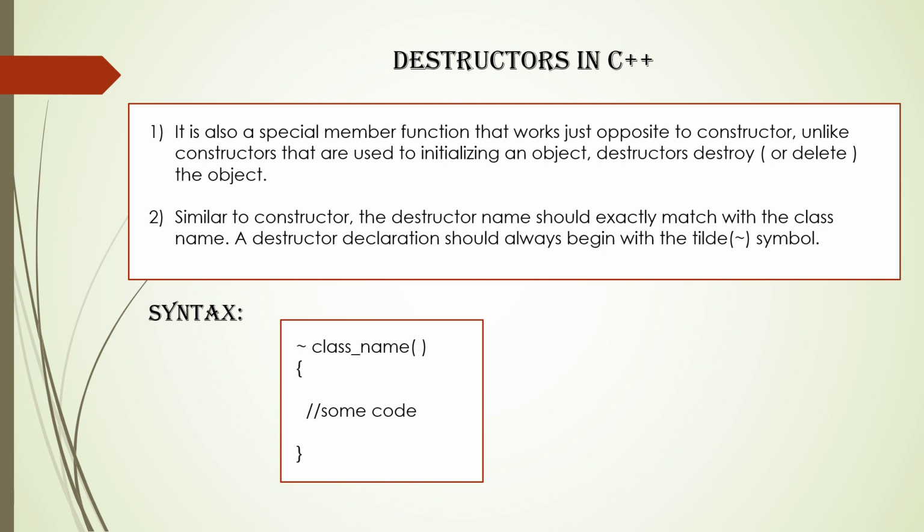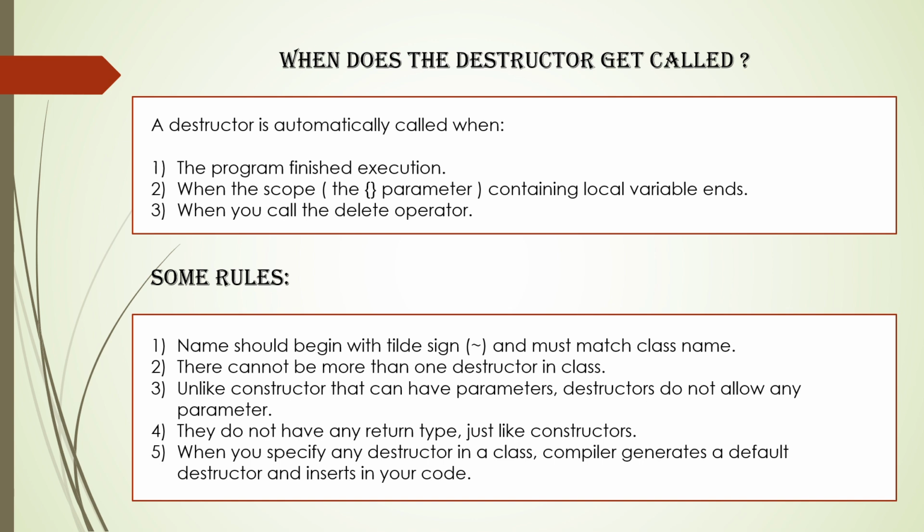So when does the destructor get called? It is called automatically when the program finishes execution, when the scope, the curly brackets containing local variables, ends, and when you call the delete operator. So there are some rules related to the destructor as well.